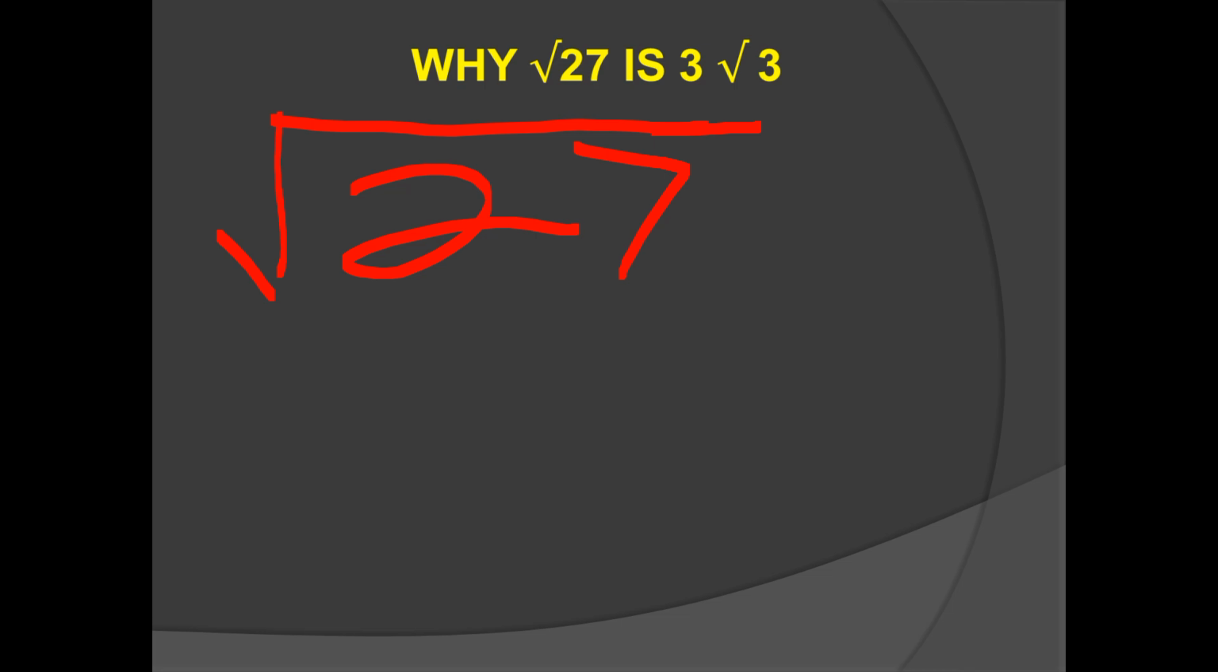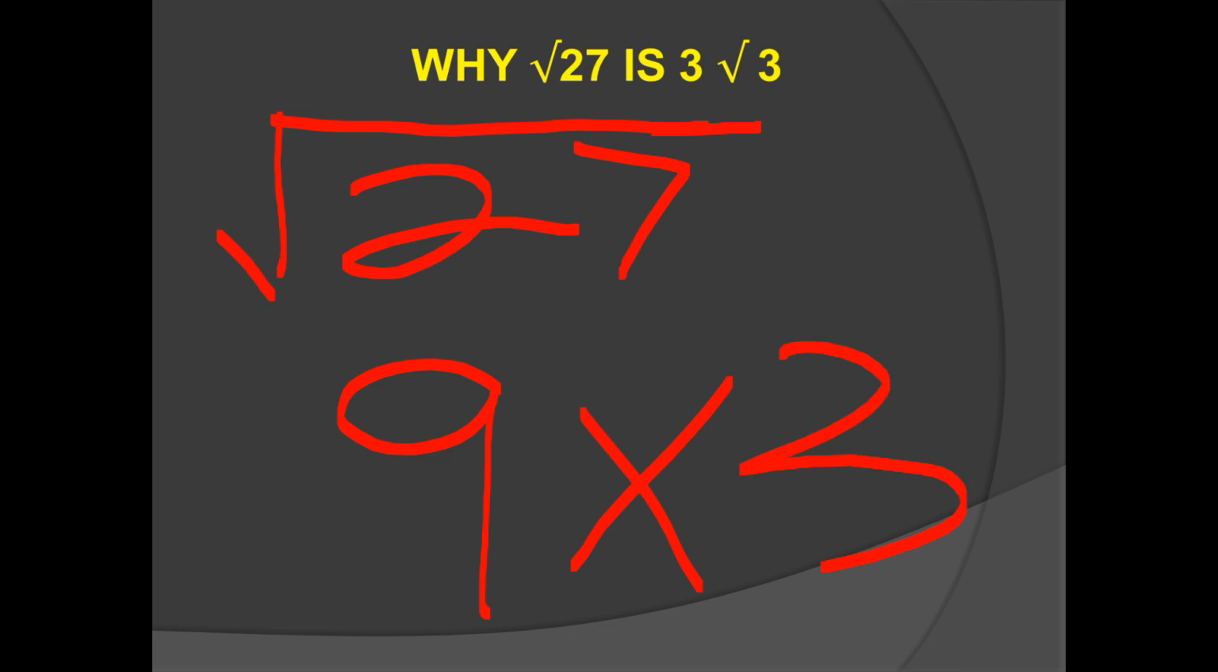So which two numbers will multiply to give us 27? We have 9 and 3. 3 times 9 is 27, right? Good. So one should be a perfect square number. Yes, 9 is a perfect square number. Don't forget, when I was reciting, I said 3, 3, 9. You get it?